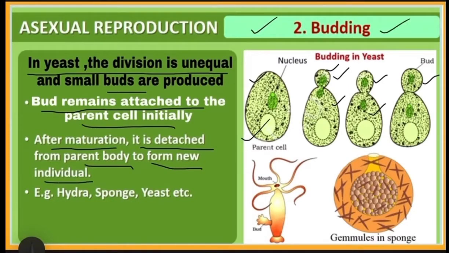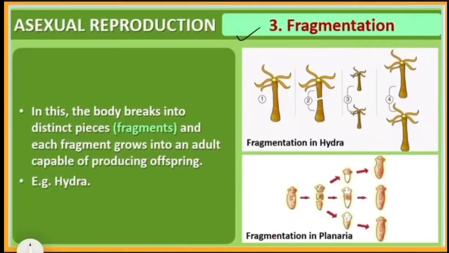This type of asexual reproduction is found in Hydra. You can see the bud here. This is Hydra. You can see this reproduction in sponge as well as in yeast. Clear? Next method of asexual reproduction is fragmentation.